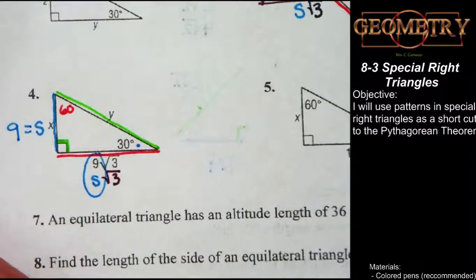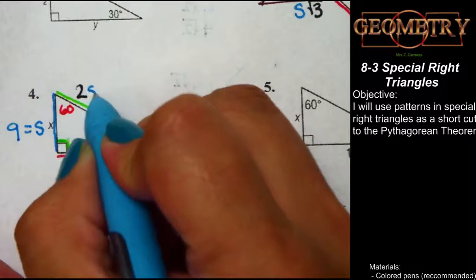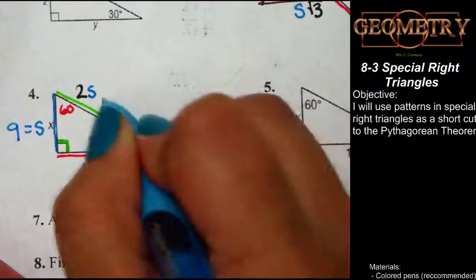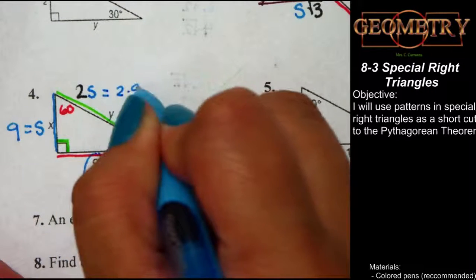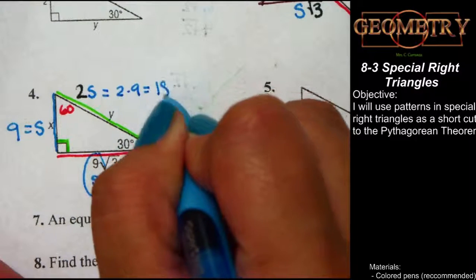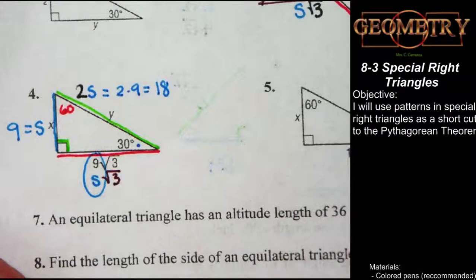According to my pattern to find the measure of the hypotenuse, I'm going to take the small side and multiply it by 2. And so 2 times 9 is 18, and the measure of my hypotenuse is 18. That's a quick run through for the special right triangle 30, 60, 90.